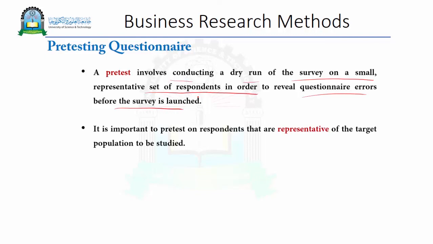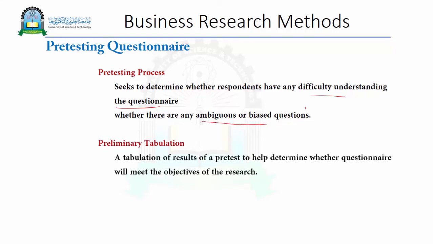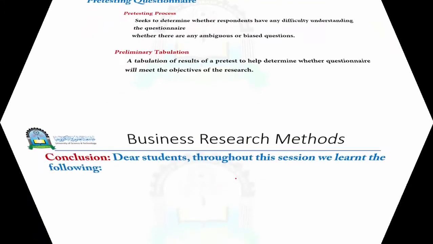It is important to pretest on respondents that are representative of the target population to be studied. The pre-testing process seeks to determine whether the respondents have any difficulty understanding the questionnaire. And this is what we talked about last time, which is the face validity. So the potential or the representative respondents are going to read and tell the researcher whether some of the questions are not clear, or whether there are any ambiguous or biased questions. So it can be changed. Preliminary tabulation of results of pretest helps determine whether the questionnaire will meet the objectives of research or not, and this is also very, very important.